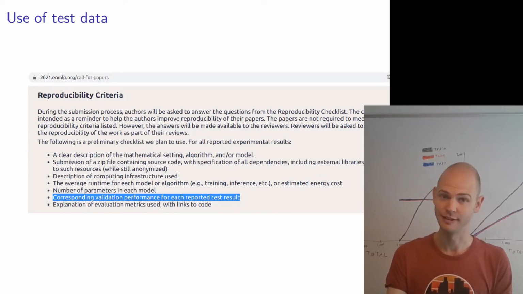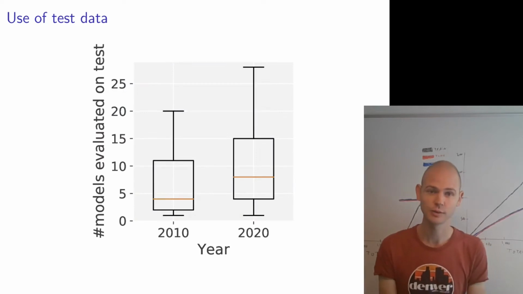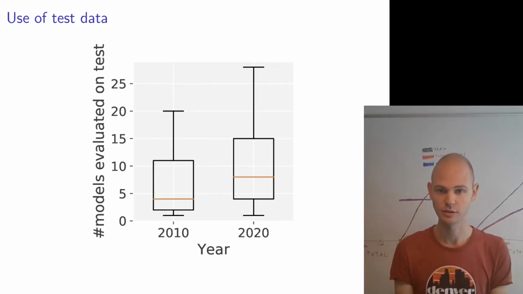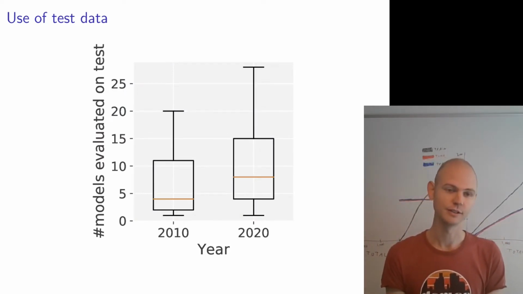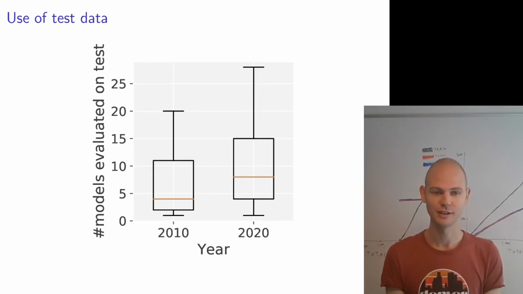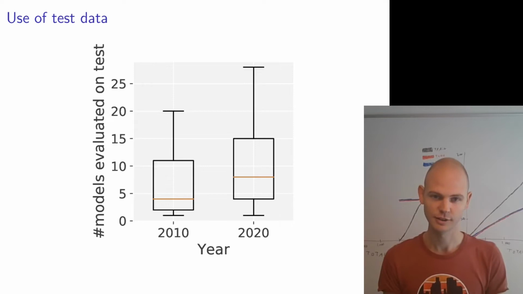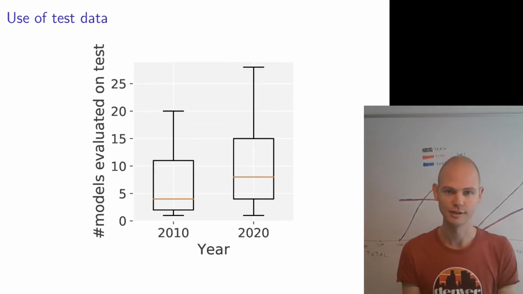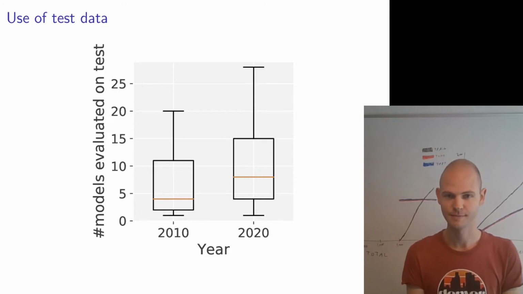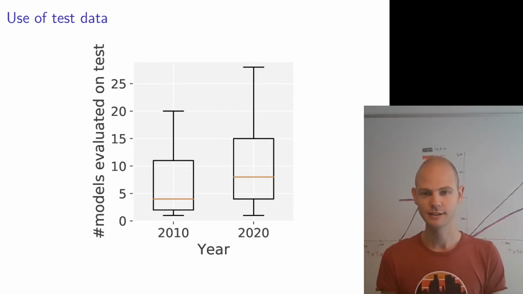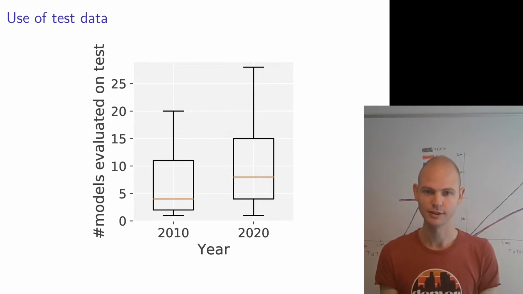Then to the quantitative analysis. I've collected 100 papers from 2010 and 2020 from ACL, one of our major conferences. And in these papers I've counted how many models were evaluated on the test set. Now these are the results. So these are box plots, so the quartiles are represented here, and on the y-axis you have the number of models evaluated on test data. So we can clearly see here that in 2020 many more models were evaluated on the test data.